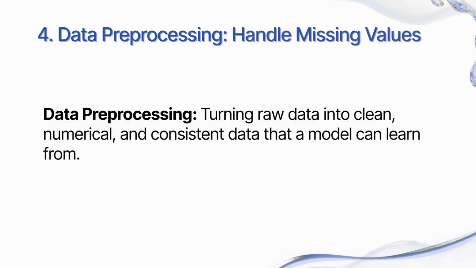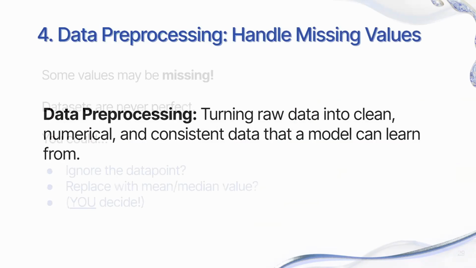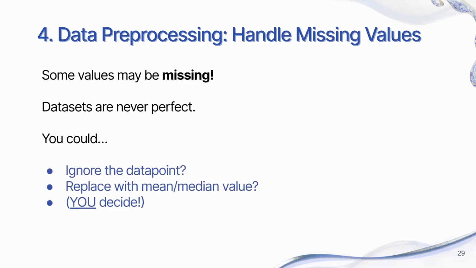Okay, so by definition, data pre-processing is turning raw data into clean, numerical, and consistent data that a model can learn from. Like we said before, one of the most common issues is that some values might be missing. So you might be asking, how can we handle missing values? You have a couple of options. The first one is to completely ignore the data point. When do you think this is appropriate?